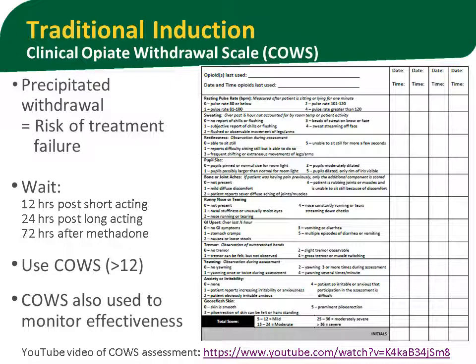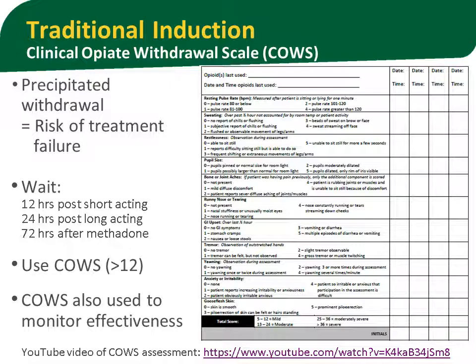We also want to make sure the patient is experiencing at least moderate withdrawal symptoms. We can determine this using the Clinical Opioid Withdrawal Scale, which you can see on the screen there. This is also known as the COWS scale. The COWS scale is administered by a healthcare provider and assesses a combination of 11 objective and subjective withdrawal symptoms.